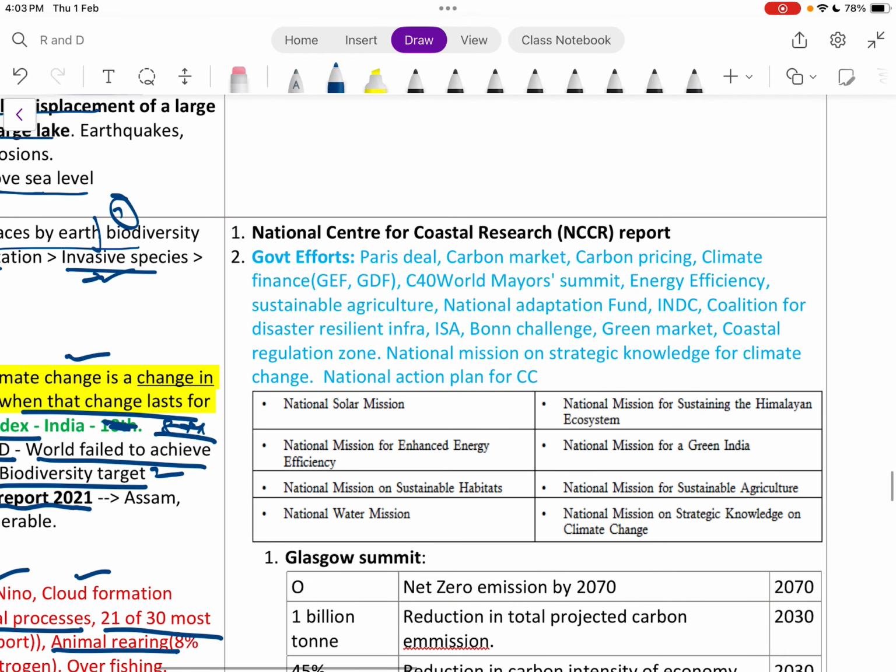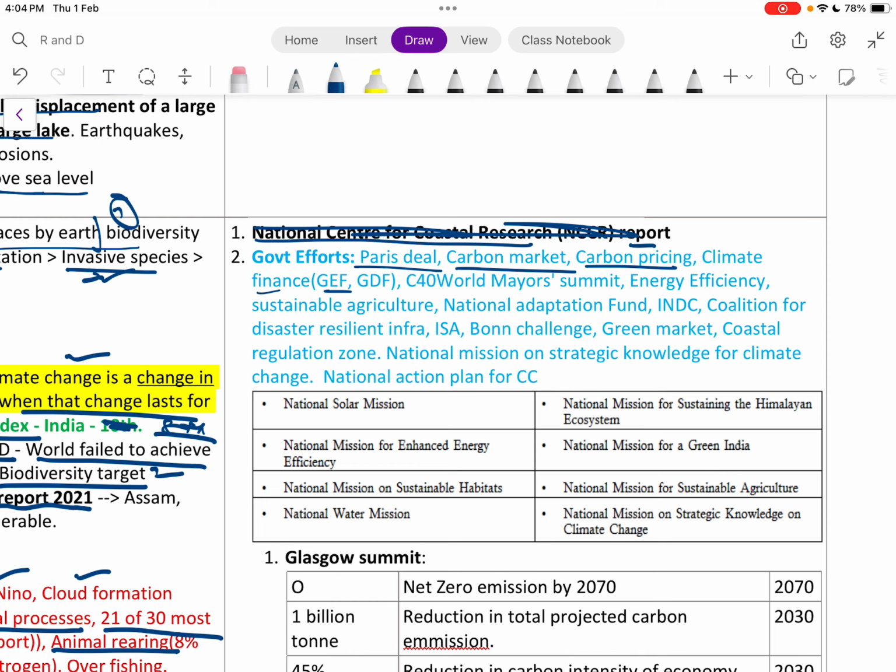What are the efforts? The Paris deal. National Center for Coastal Research, leave this. Paris deal, carbon market, carbon pricing, climate financing through the Global Environment Facility.